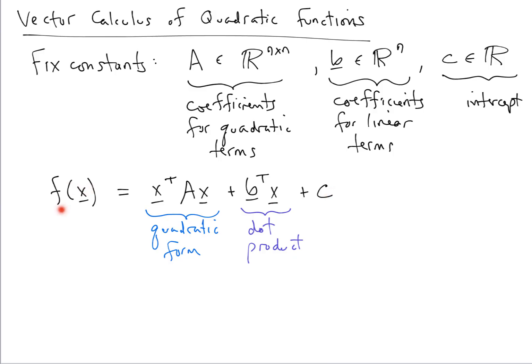So this function f takes in an n vector and spits out a number, a scalar. And we want to think of this as the vector calculus analog of g of x, which is a x squared plus b x plus c, as we're used to in ordinary calculus.